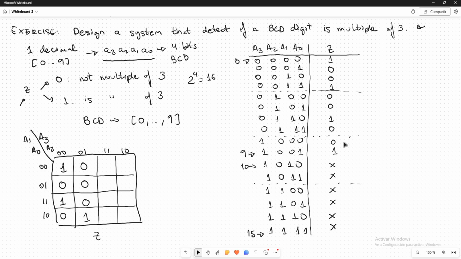In the other column, this one, we have 0, 1, x, x. The order that I'm following when filling the table is related to the Gray code, because we can see that here we have 0, 1, 2, and 3. So this is the reason why I'm jumping this way when filling the Karnaugh map. And this column here is all of the cells equal to x.